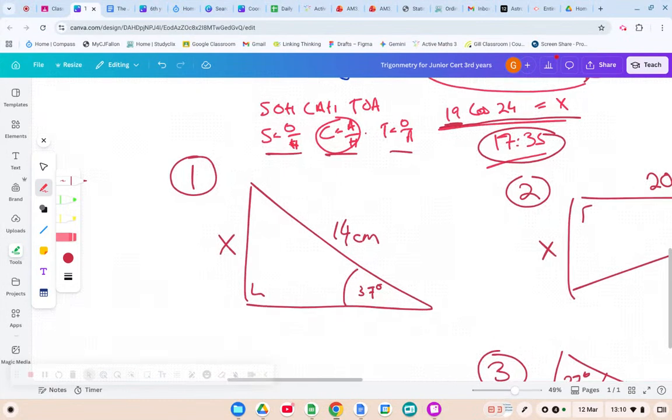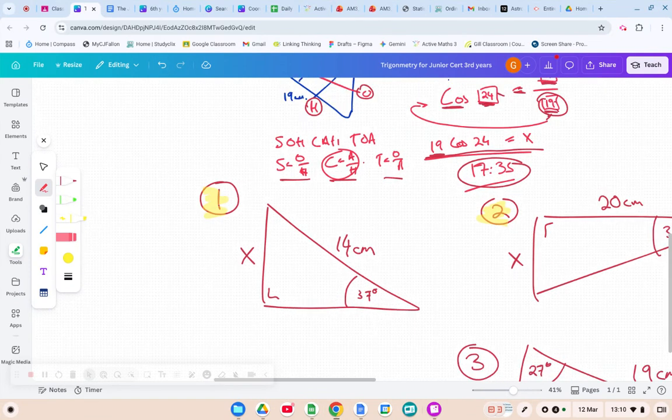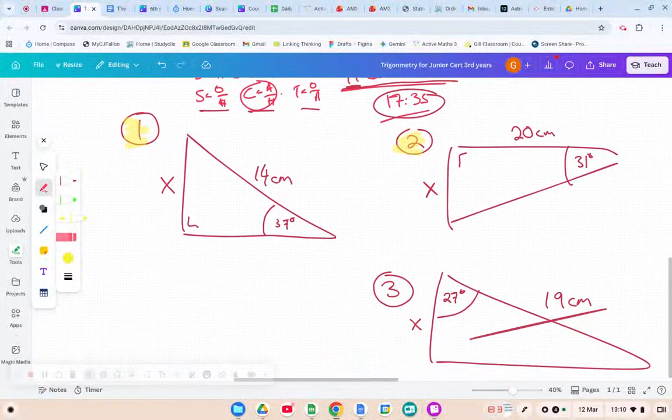I've given you 3 questions to do down here, so I want you to take question number 1, question number 2, which is here, and question number 3. Name the sides. There's the right angle there, there's your right angle there, there's your right angle here.